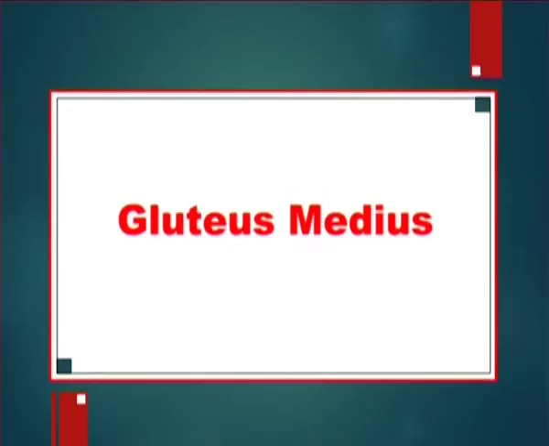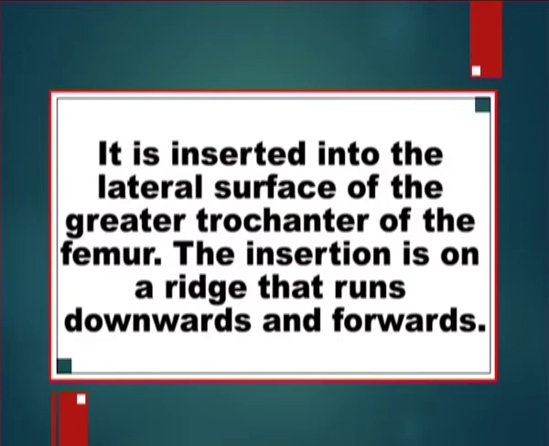Gluteus medius. Origin. The gluteus medius arises from the outer surface of the ilium. The area of origin is bounded above by the iliac crest, behind by the posterior gluteal line and in front by the anterior gluteal line. Insertion. It is inserted into the lateral surface of the greater trochanter of the femur. The insertion is on a ridge that runs downwards and forwards.